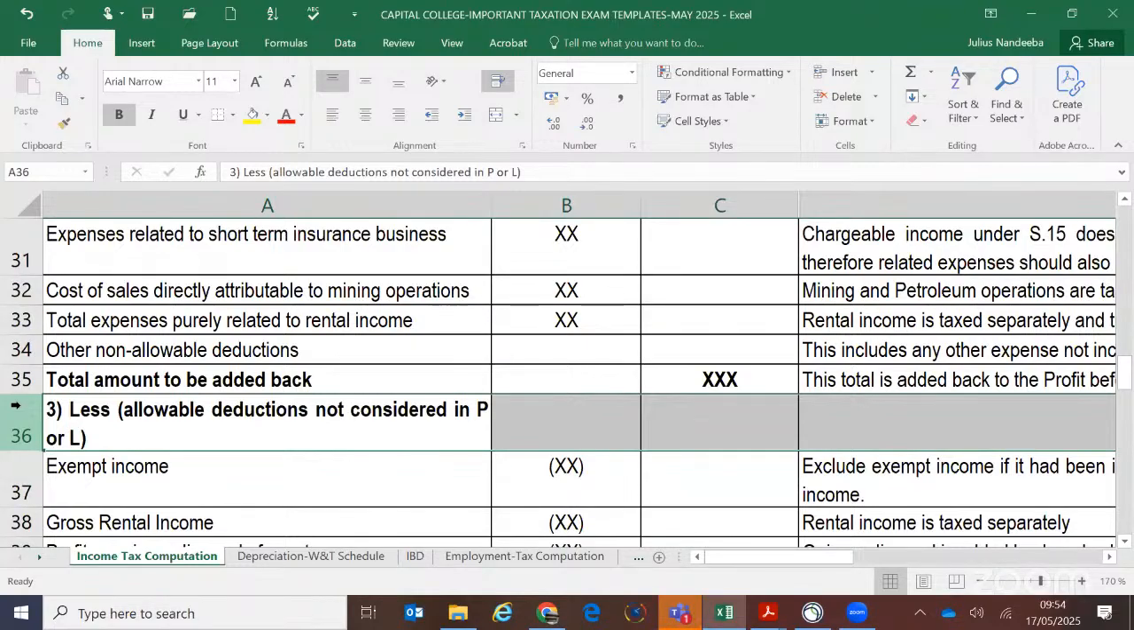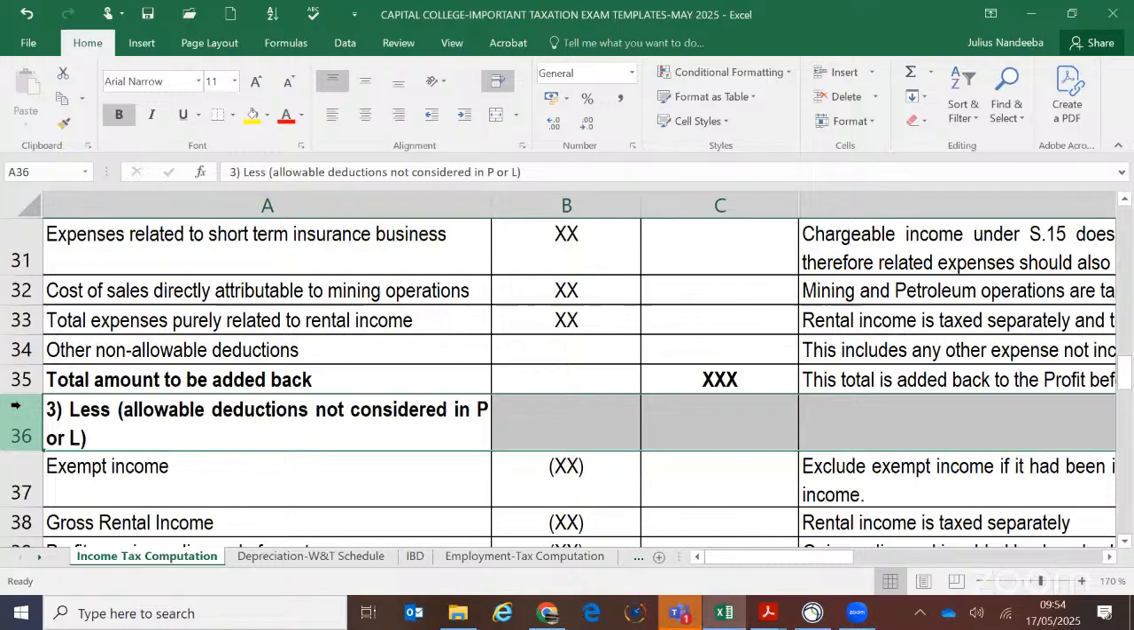When we say less allowables, we are not talking about expenses. So do not go to the statement of profit or loss and pick the expenses that you had already qualified as allowable and then bring them here. That is not what we are talking about.